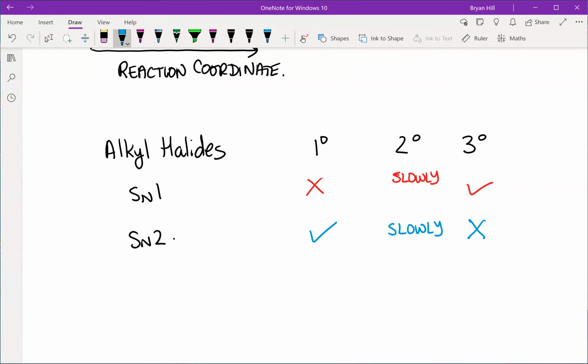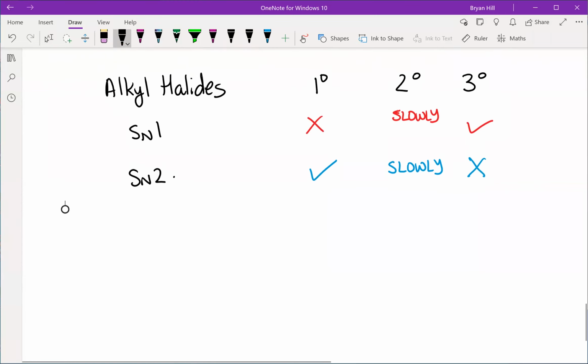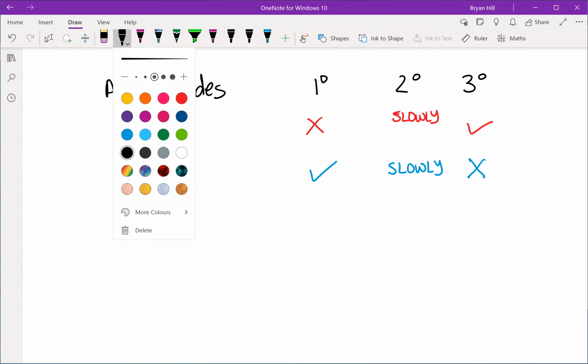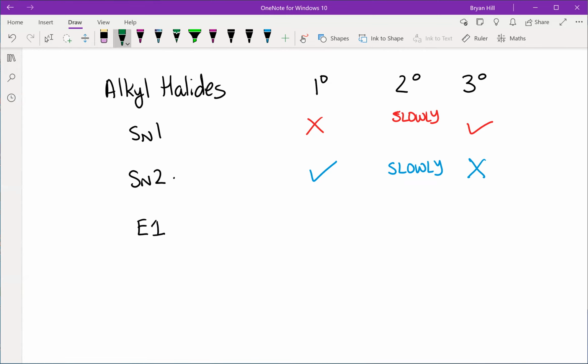So if we were to put in what we're doing next, which is the E1 and E2, E1 is the easiest one to do, because the first step is exactly the same as an SN1. These are only going to happen under tertiary conditions, and it's going to be very slow with secondary, and it's not going to happen at all with primary.